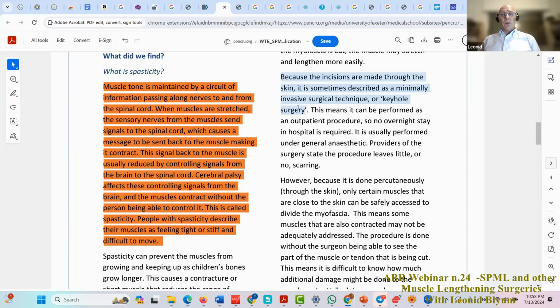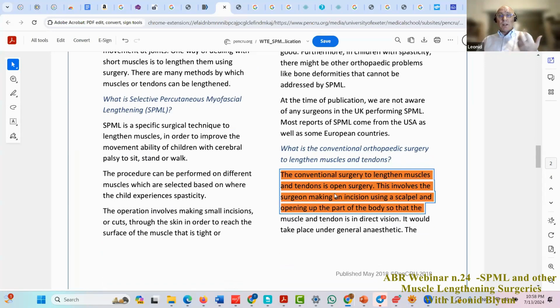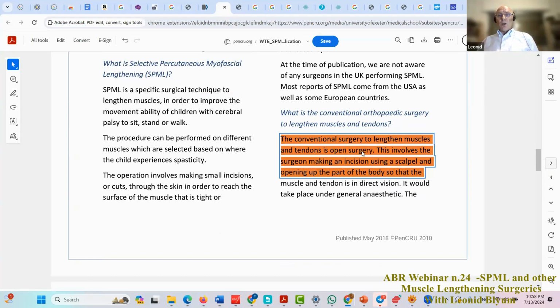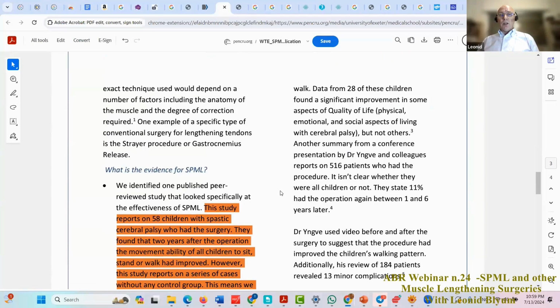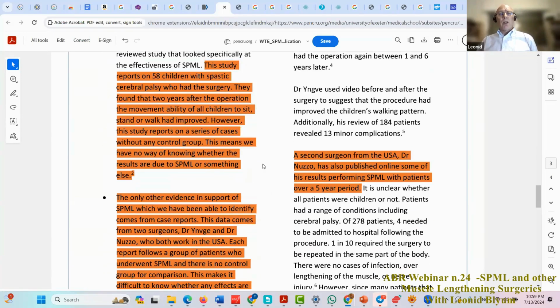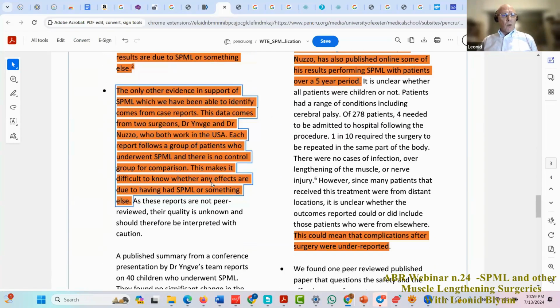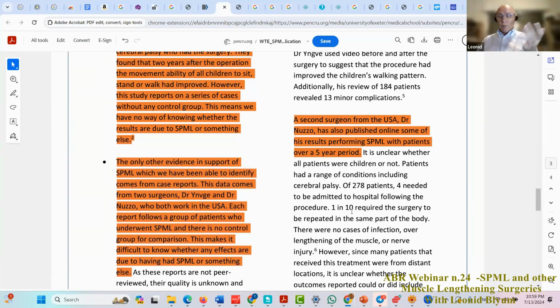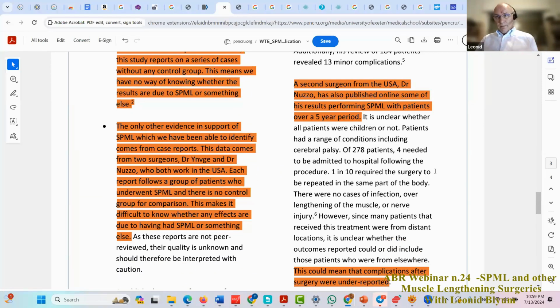So here they discuss things. The incisions are made through the skin. It's sometimes described as a minimally invasive surgical technique, a keyhole surgery. Again, that's what we talked about: the costs and the side effects are lower, but the logic is the same, right? Because the conventional surgery is to lengthen the muscle and tendon as an open surgery, and here things are much less invasive. And here they talk about the fact that you don't have enough studies to show proof that it works. Whatever the famous American ones, Dr. Ingwe and Dr. Nutso, well, we hear more often about Dr. Nutso, or Nazarov and so on. There are not so many; they have only their own reports, not enough control groups and so on.